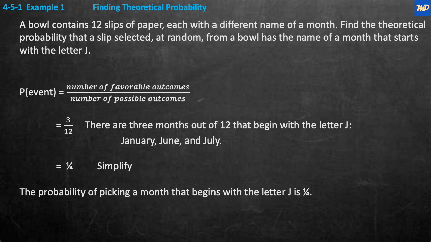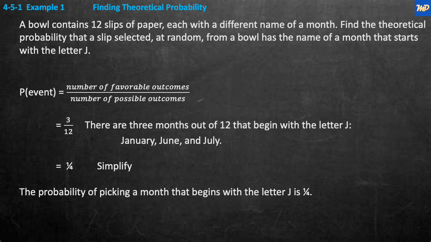Okay, example 1, finding theoretical probability. Let's look at this. A bowl contains 12 slips of paper, each with a different name of a month. Find the theoretical probability that a slip selected at random from the bowl has the name of a month that starts with the letter J.